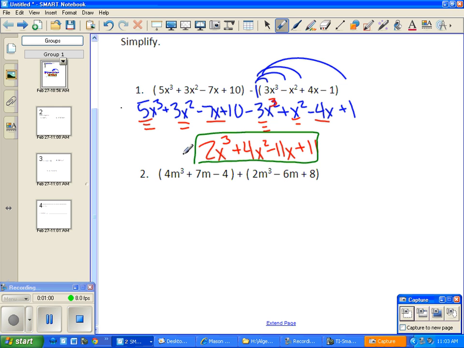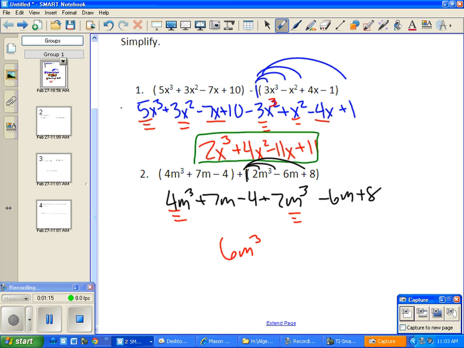Number 2, plus sign. When you think about it, distributing a positive 1 doesn't change anything. So I'm just looking for like terms here. 4m to the third plus 2m to the third is 6m to the third. 7m minus 6m is just 1m. And negative 4 plus 8 is plus 4. So that's it.